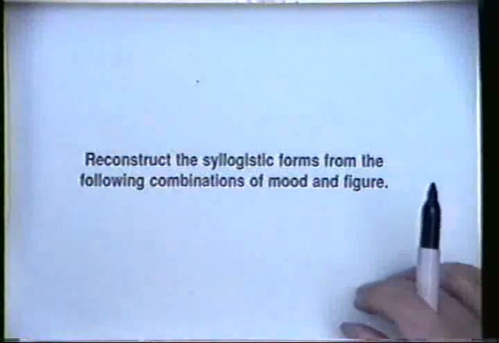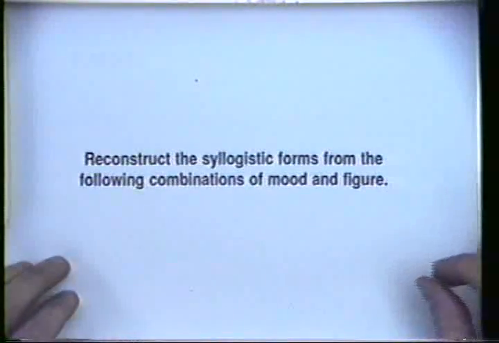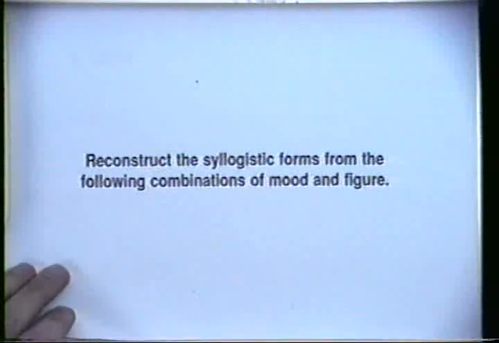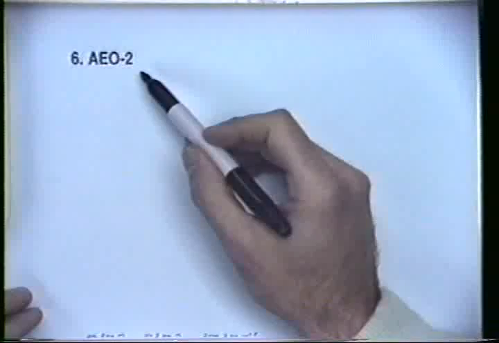Okay, well, I think you get the idea with those. Now what we're going to do is reconstruct a syllogism from the combination of mood and figure as it's given. So in effect, we'd be going backwards from the problems that we've just done. Reconstruct the syllogistic forms from the following combinations of mood and figure. AEO2. Now, where do we begin?